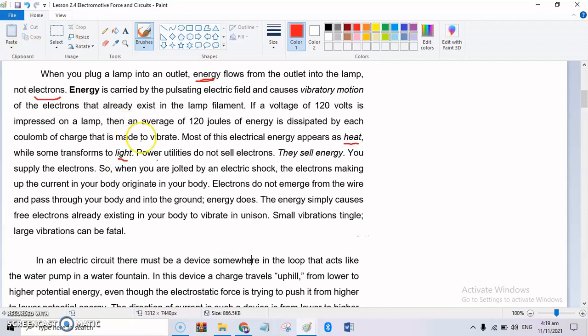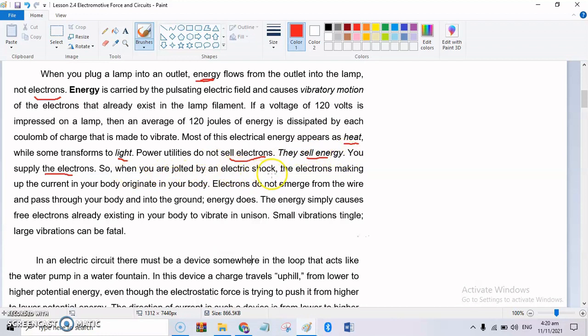Okay? Power utilities do not sell electrons. They sell energy. You supply the electrons by means of our conducting wires. We can supply the electrons. And for example, Magelco or the Collat will supply the energy.